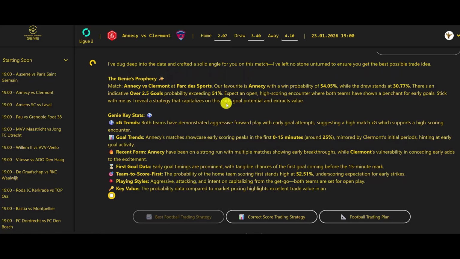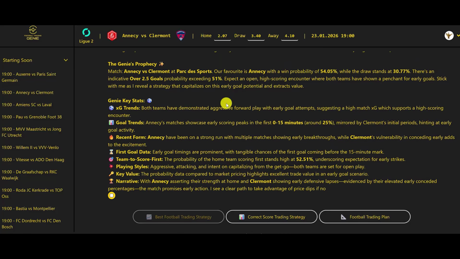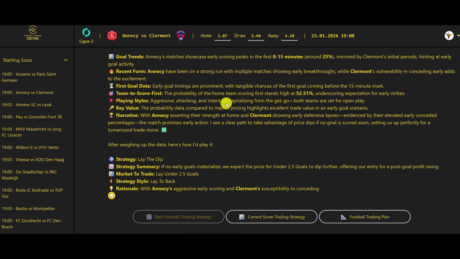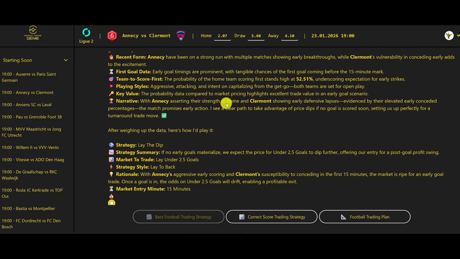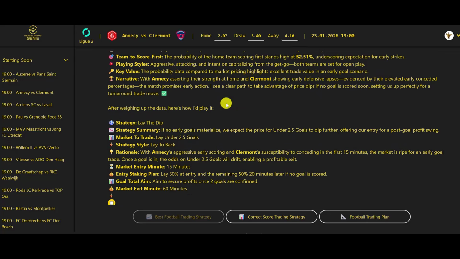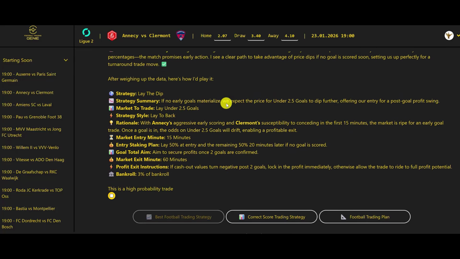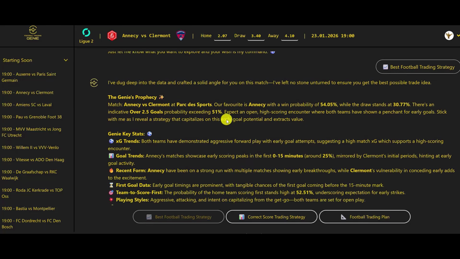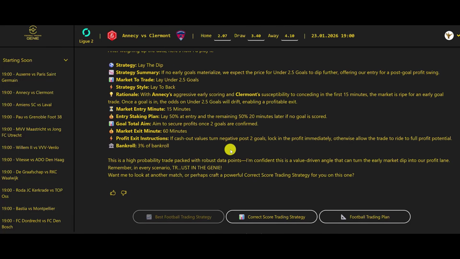It's going to crunch all the numbers for us. What would normally take you 20 minutes is going to be done within the next 20 seconds. And so I can already see it suggesting the entry into this market should be laying under 2.5 goals, entering after 15 minutes, and then another 50% of our stake 20 minutes after that. So let's get set up.